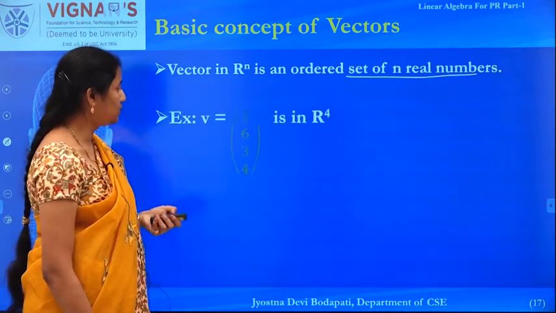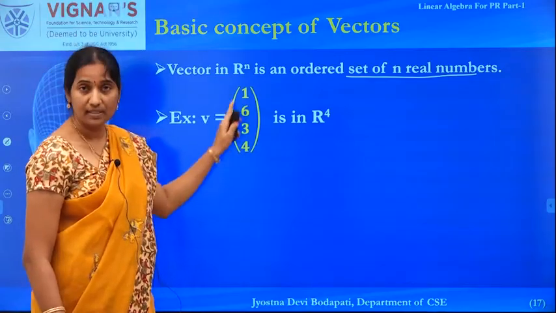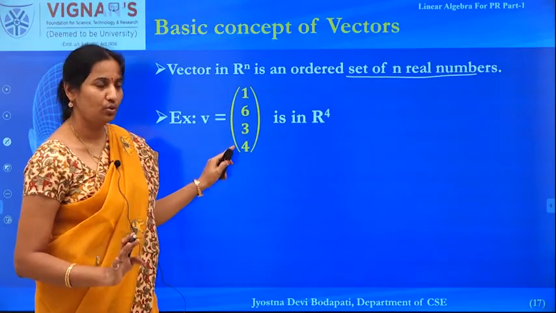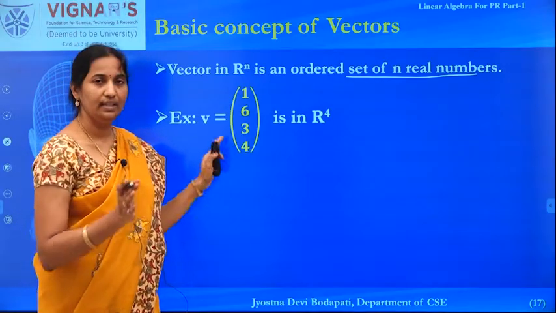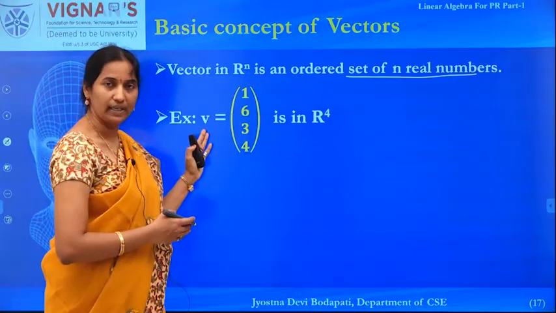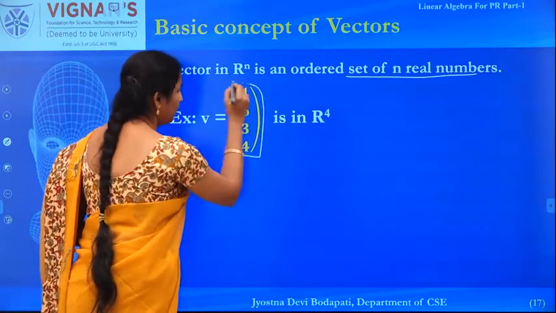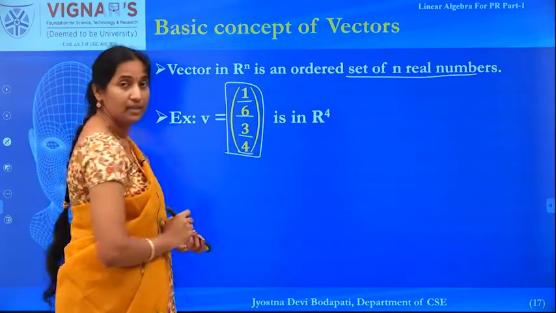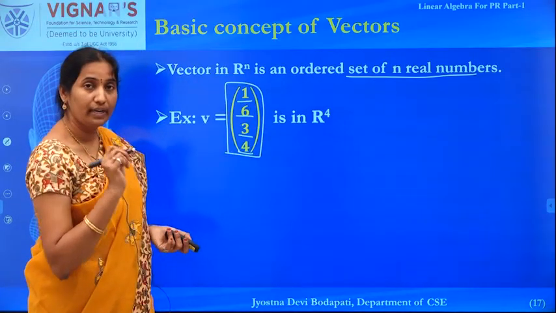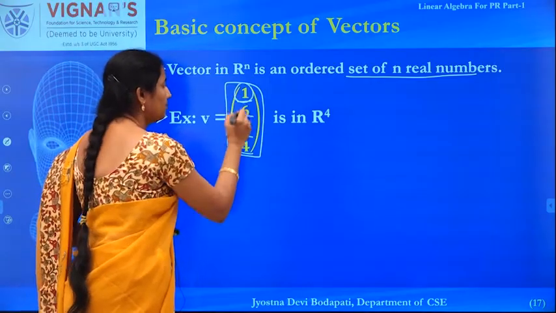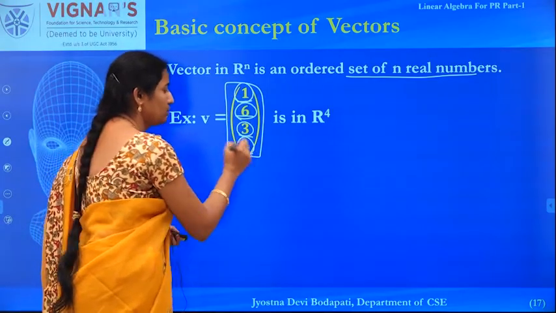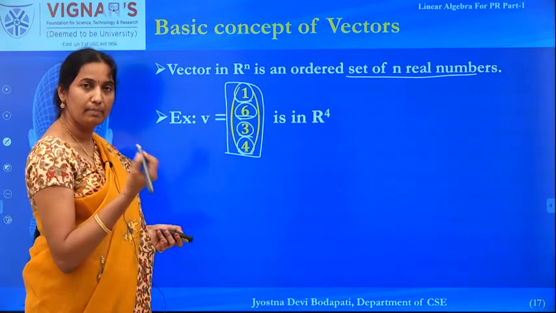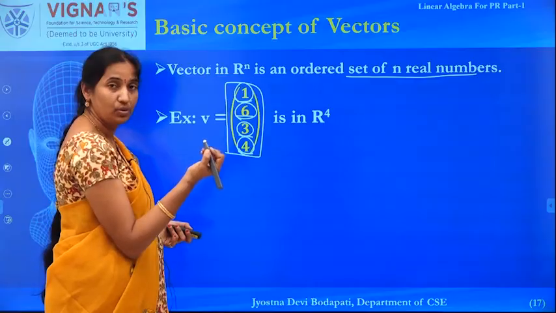If you consider this vector, it's basically a column vector, right? Vector means it's a column representation only. If it is a row vector, then you can consider it as the transpose of this vector. This is an example of a vector in 4 dimensions, because this vector has 4 numbers and there is an ordering among the numbers. So this is the first number, this is the second number, this is the third number, this is the fourth number. So how do you access the numbers? Just like how we access a matrix; you can consider it as a one-dimensional matrix.